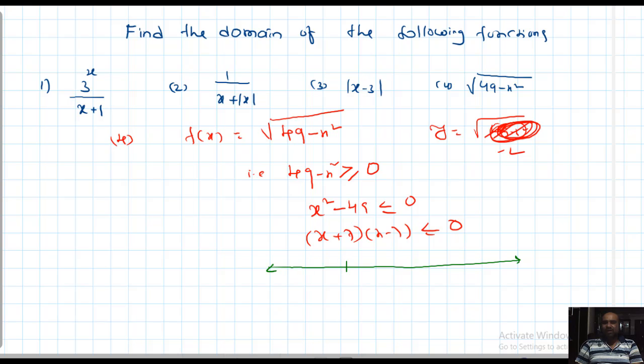First of all, take a number line: minus 7, 7, with signs plus, minus, plus. Minus 7 satisfies, 7 satisfies, and you want the negative symbol. Negative means this area you want. Therefore directly I can write domain equal to all real numbers from minus 7 to 7, including minus 7 and 7. So this is the domain of the function.